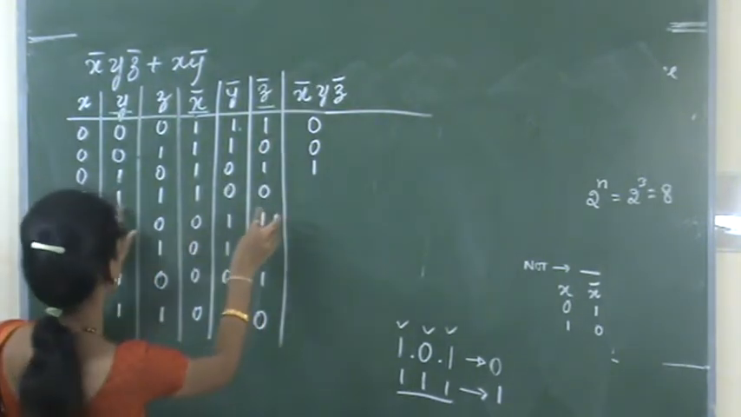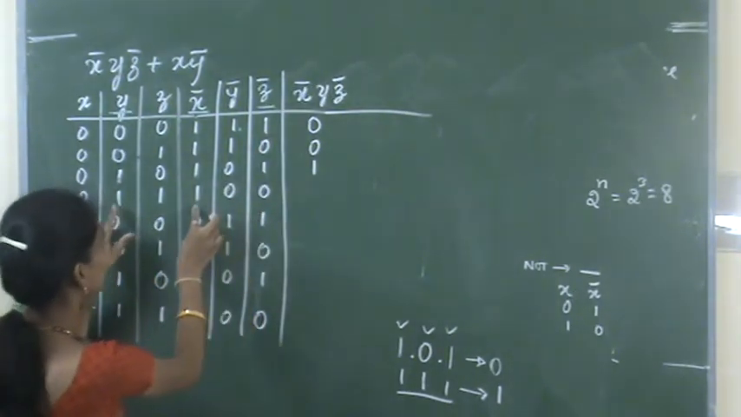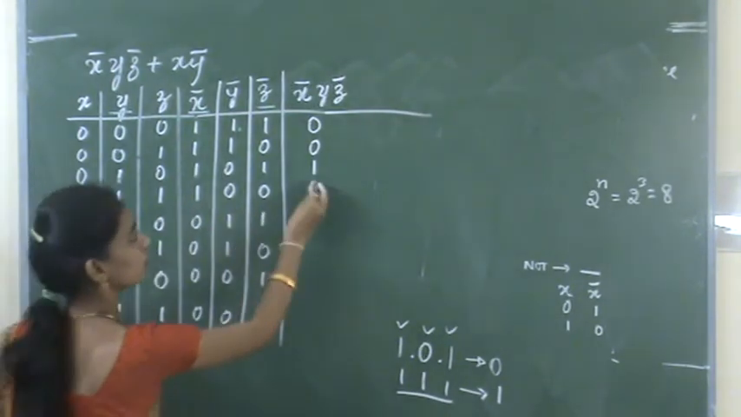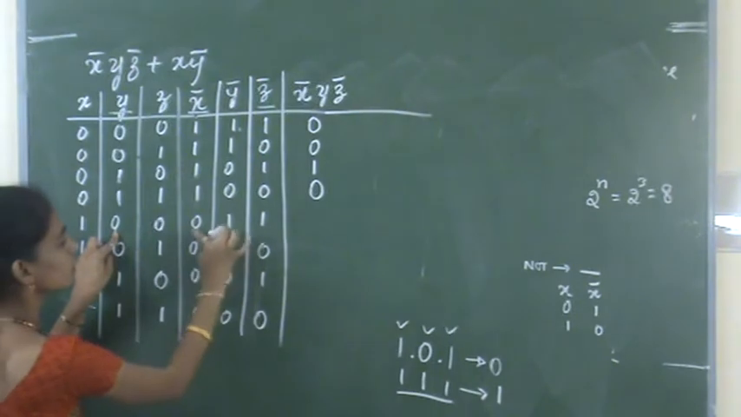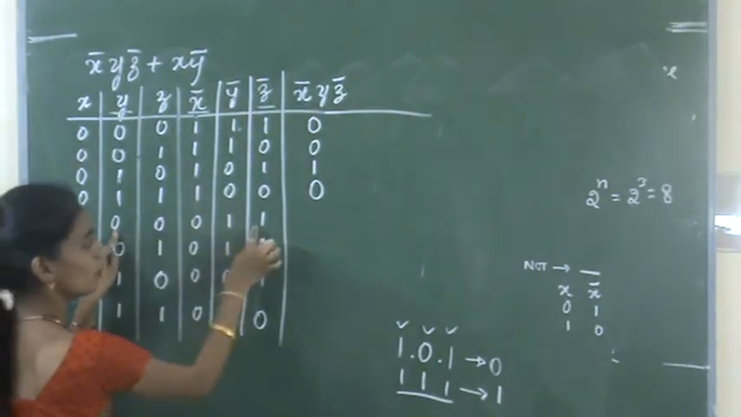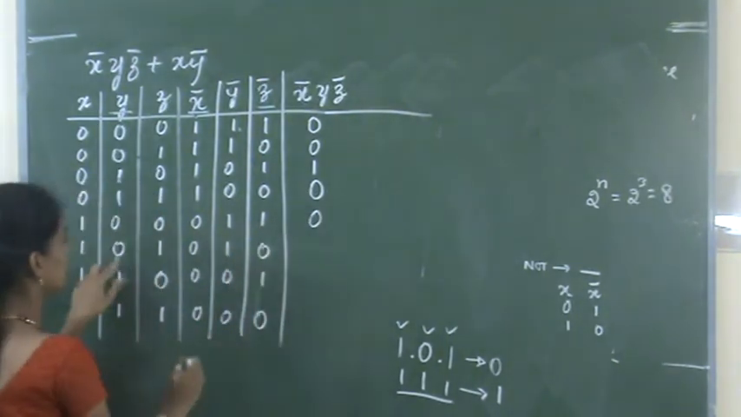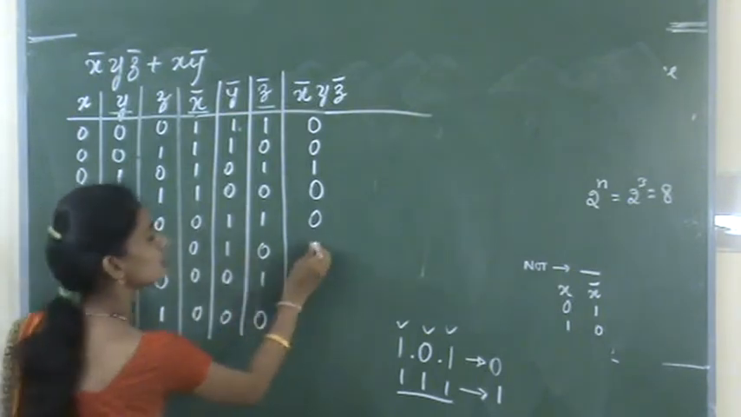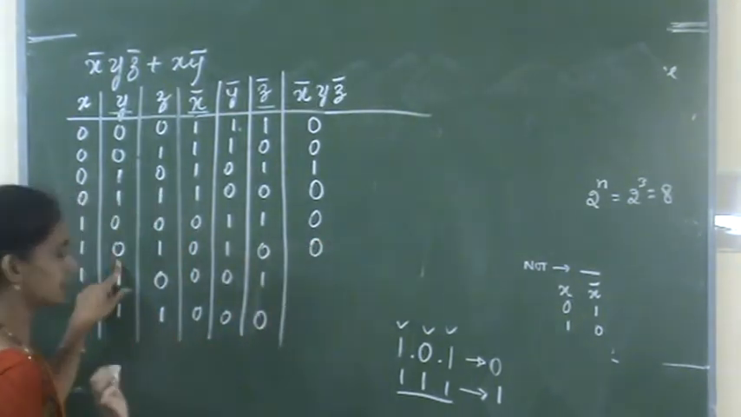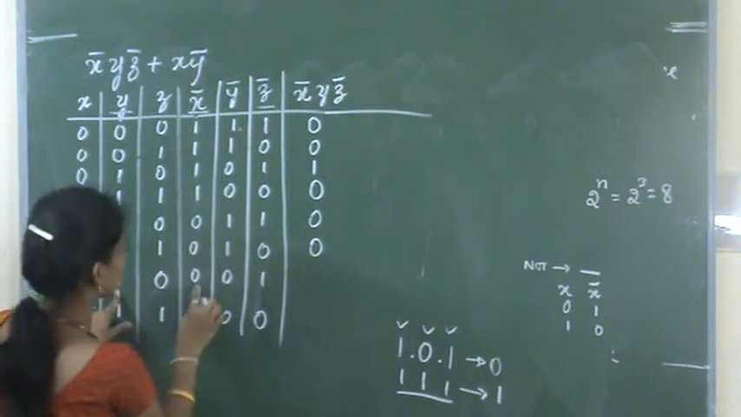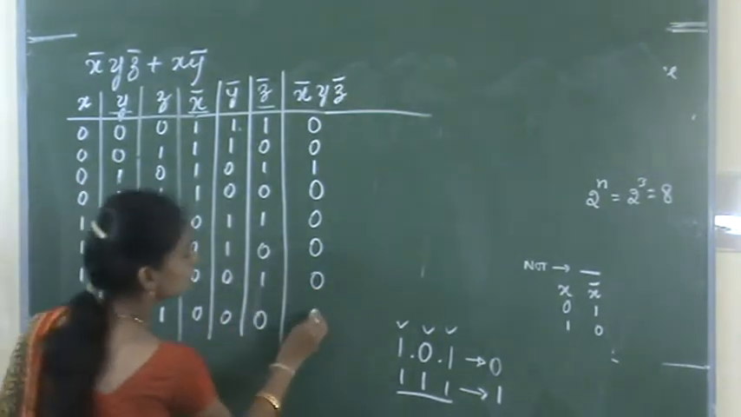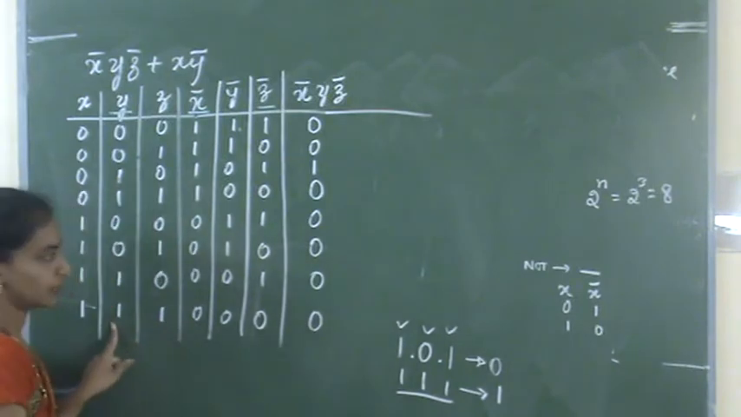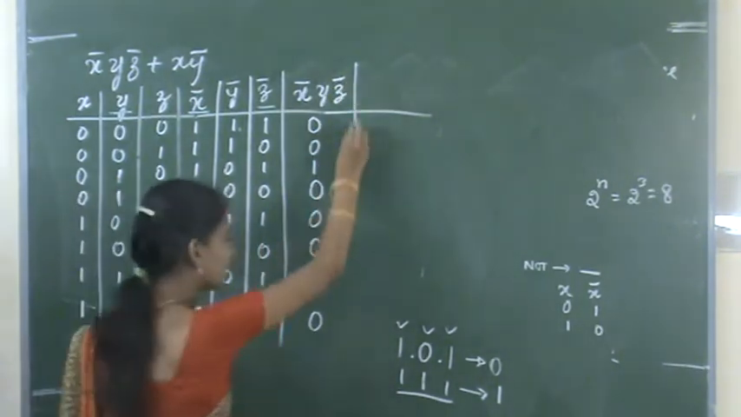Okay, now next x bar is 1, y is 1, z is 0. So this becomes 0. Next, 0, 0, 1. So this becomes 0. So if any one is 0, directly you have to write 0. 1, 0, you have to write 0. 1, 0, 0, so you will get 0. Okay, so now this will be completed.